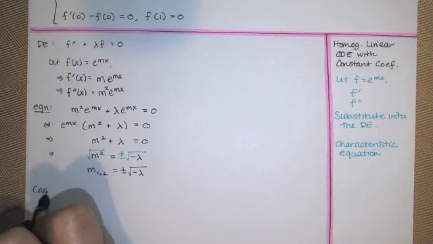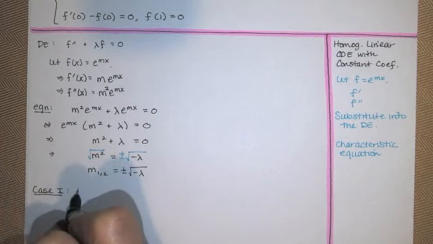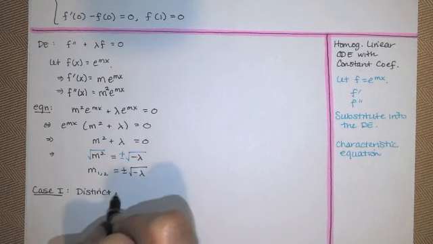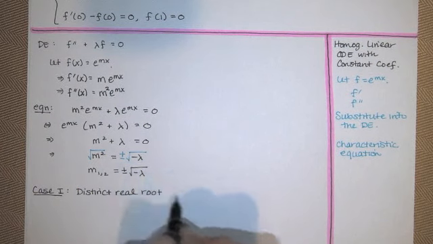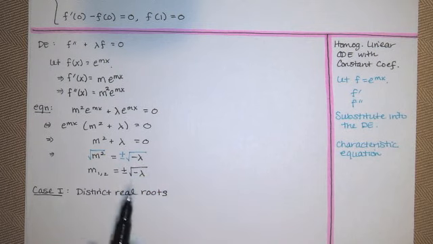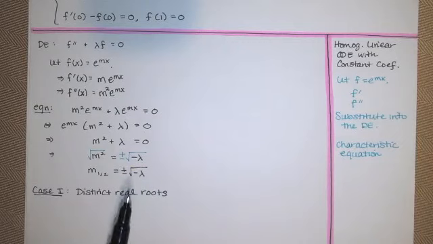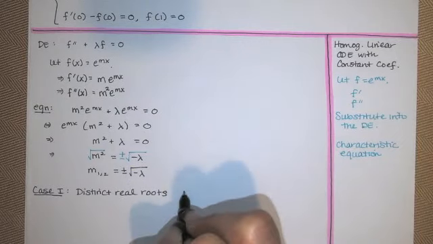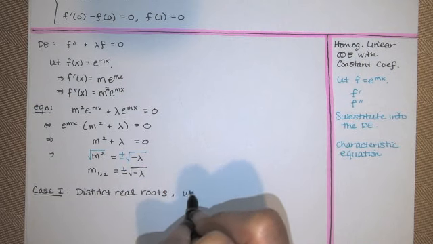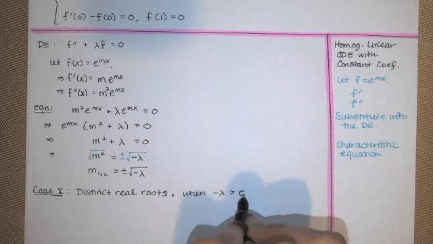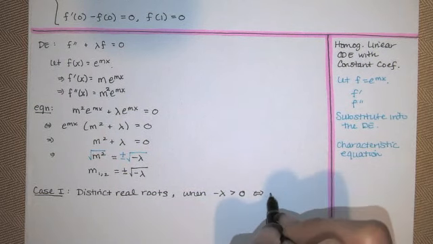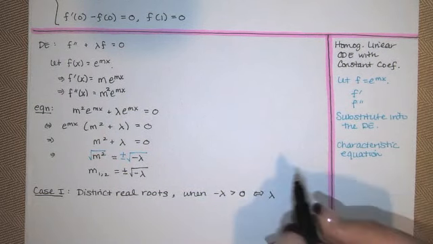So let's look at case number one. We'll have distinct real values of m1 and m2 if the square root of negative lambda is a real number. Now, that'll be a real number if negative lambda is positive. And if negative lambda is positive, that implies that lambda itself must be negative. So when lambda is negative, we've got distinct real roots.